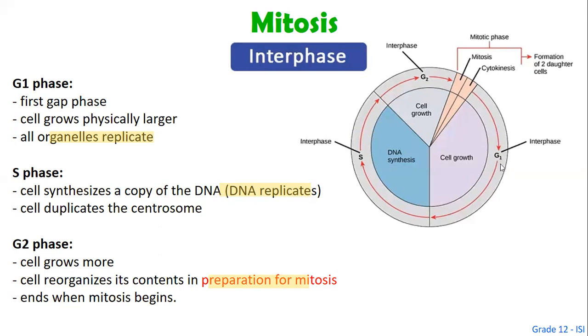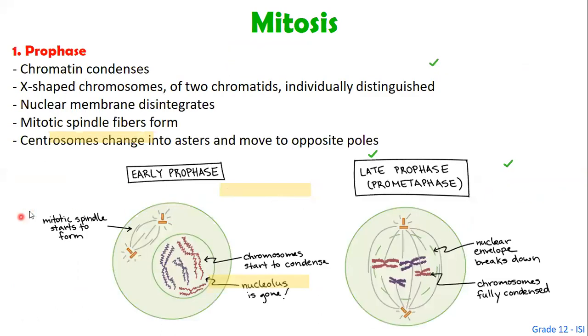We start with G1. During G1, the organelles are duplicated. This is synthesis phase, where the DNA is duplicated. Here, organelles duplicated, and here, DNA duplicated. And G2, this is a phase of preparation for mitosis. Now the cell is ready to undergo mitosis. Mitosis consists of 4 phases. The acronym PMAT refers to the 4 stages of mitosis: prophase, P for prophase, metaphase, anaphase, and telophase.